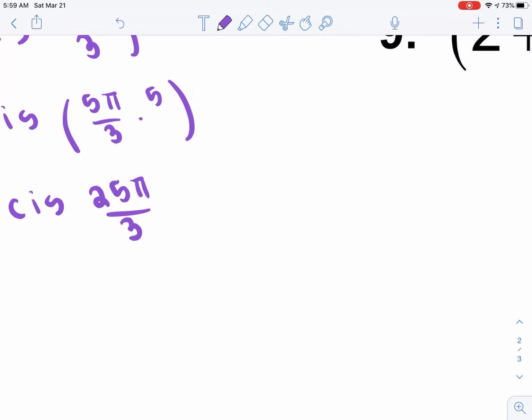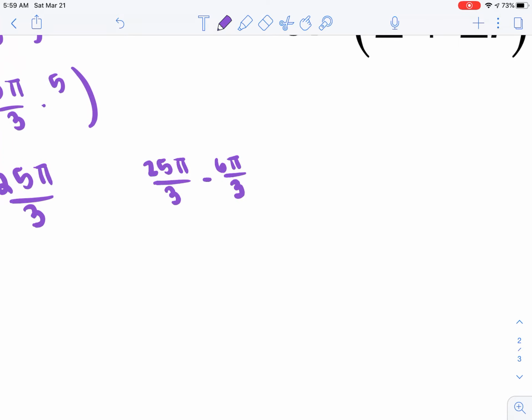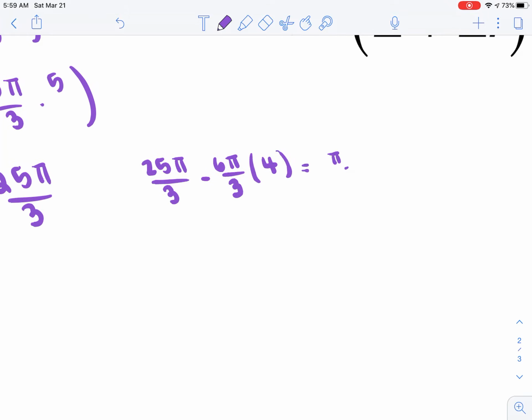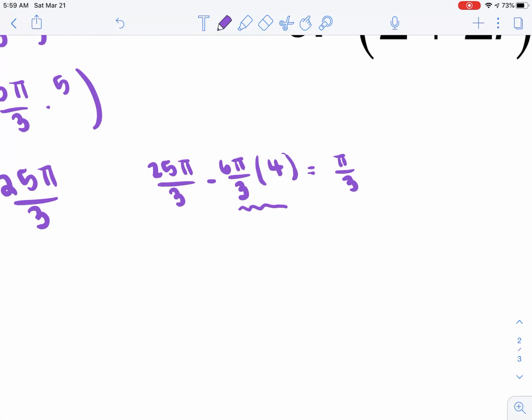Now 25 pi over 3, we need to convert to something that is on the unit circle. So I can subtract 6 pi over 3, which is really 2 pi, but you're going to notice I'm going to have to do it a few times. I know that I'm going to have to do this at least 4 times because that would give me 24 pi over 3, leaving me with an additional pi over 3, which would fall on the unit circle. So to do this, I just thought about how many times I'd have to multiply by 6 pi over 3. 6 pi over 3 times what is going to get me close to 25 pi over 3 without going over.